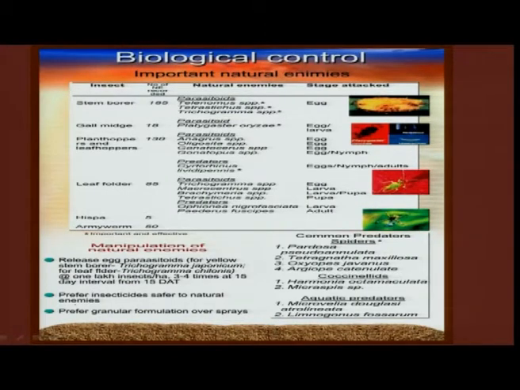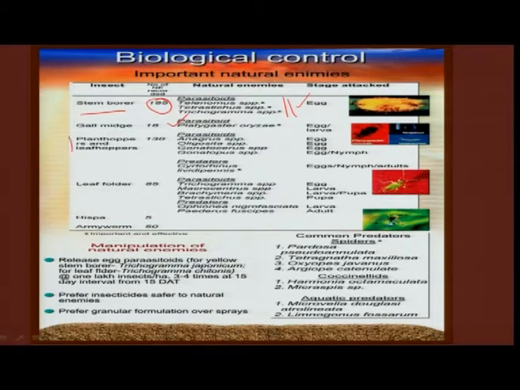Biological control is an important component in paddy IPM. A large number of natural enemies have been reported in the paddy ecosystem. If you see this table, for stem borer itself, about 185 natural enemies have been reported, with egg parasitoids dominating, particularly Tillinomus, Tetrastichus and Trichogramma species. For gall midge, again a parasite is most important.